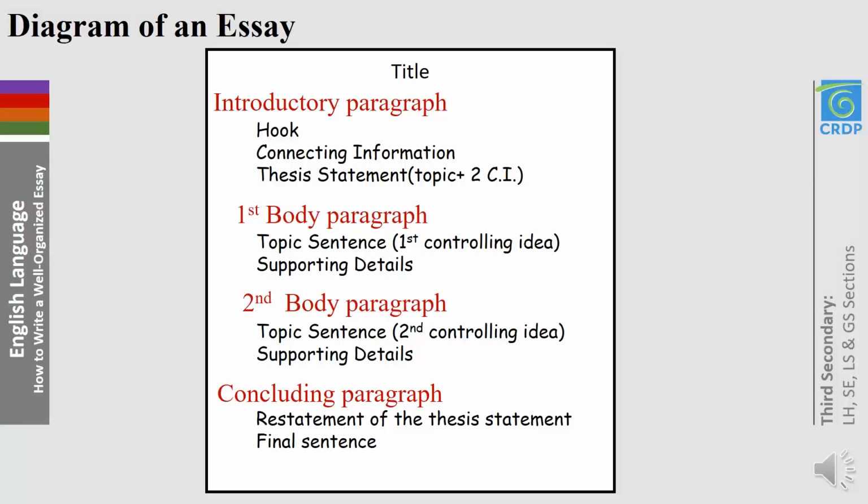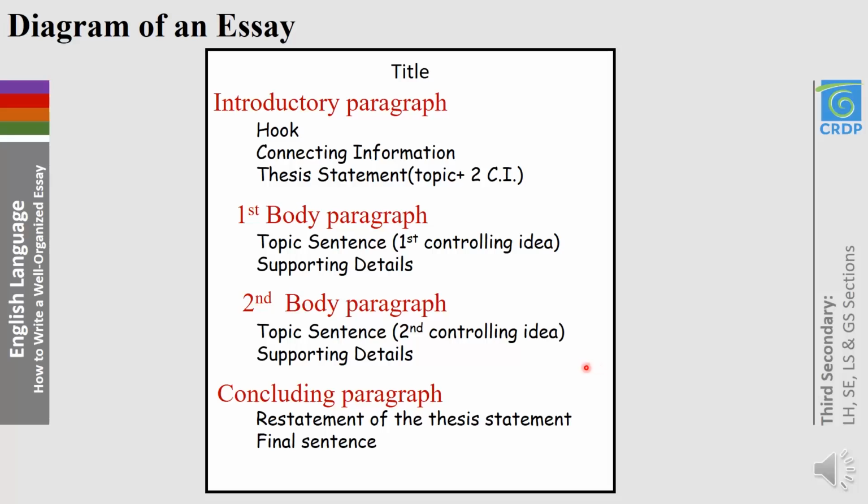A summary of the structure of an essay and its parts is the following. An essay has a title. An essay starts with an introductory paragraph that includes a hook, connecting information, and a thesis statement. The thesis statement has a topic and 2 or 3 controlling ideas. Then the body of the essay. The first body paragraph has a topic sentence and supporting details.